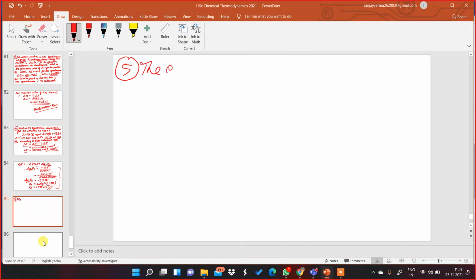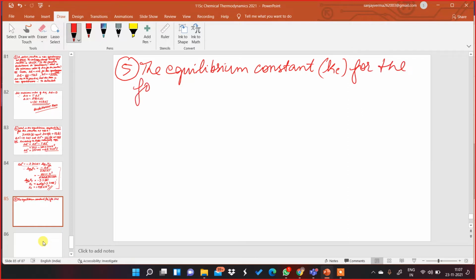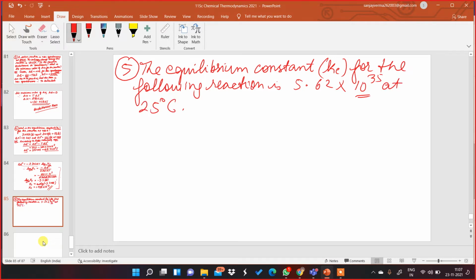The equilibrium constant Kc for the following reaction is 5.62 into 10 to the power of 35. Spontaneous, high value, big value, at 25 degrees Celsius. The reaction is given below.